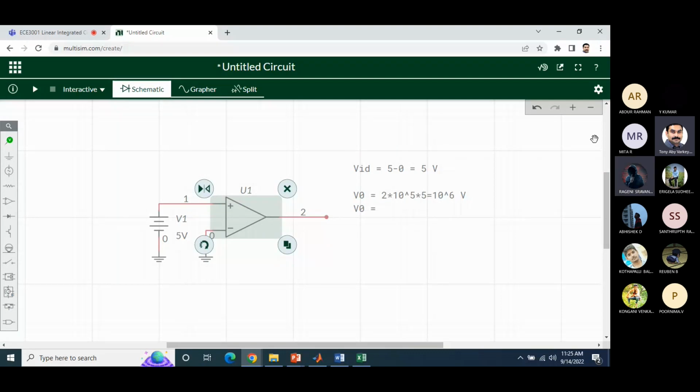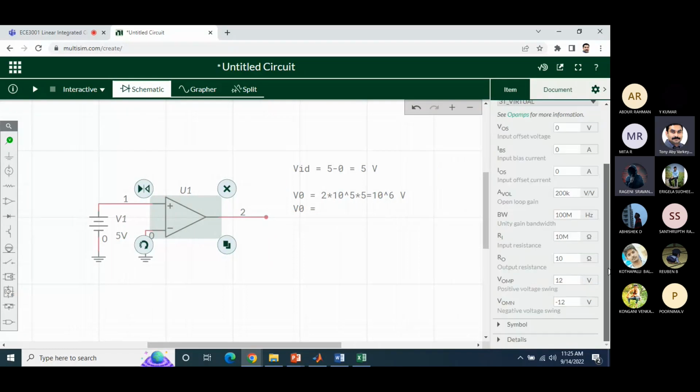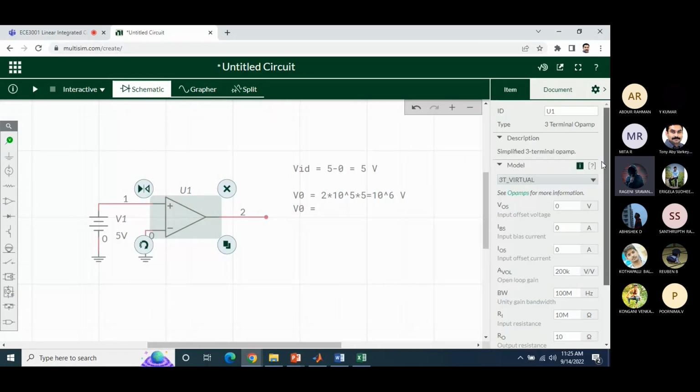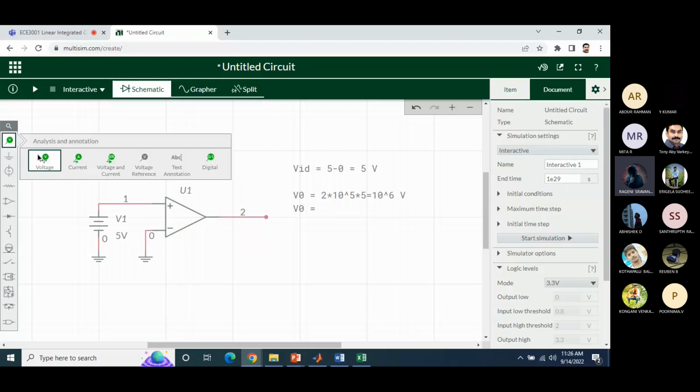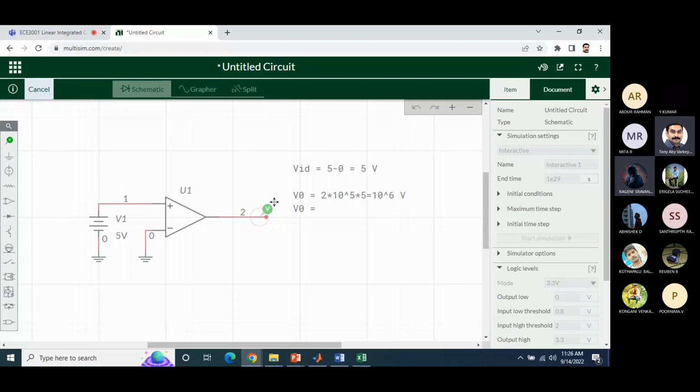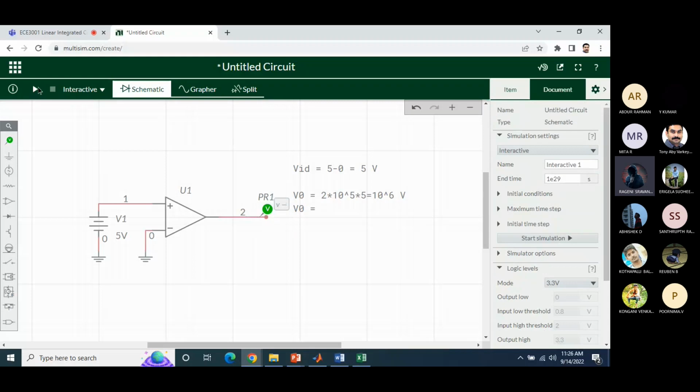So if I click on this and go to settings, you can set what is the voltage that you are going to give. Okay, so this is the positive voltage. I'm going to give 12 and minus 12. So let us see how much output voltage we will get. I'm measuring the output voltage here. So now when I run this, you can see that it will be close to 12 volt.